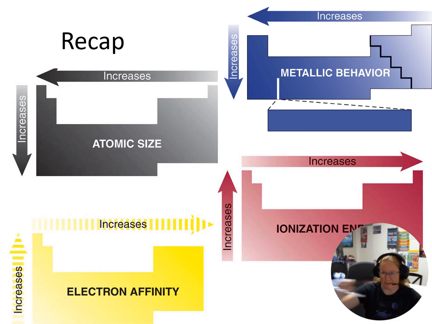Electron affinity increases and increases. Now notice all the dashed lines in that electron affinity, okay? Because remember, electron affinity is kind of crazy and it's not as well defined. All right, so there's a recap of our trends.